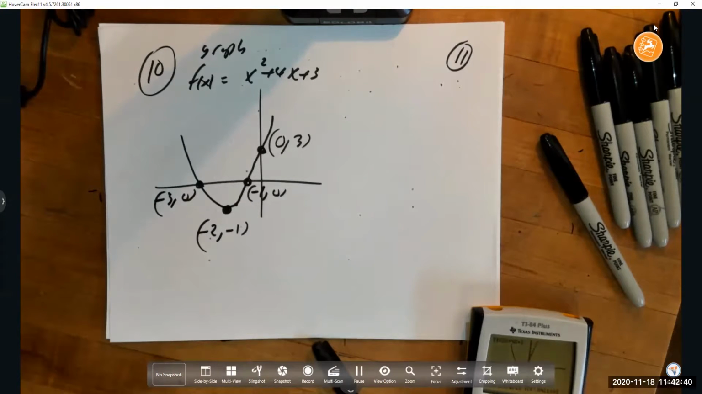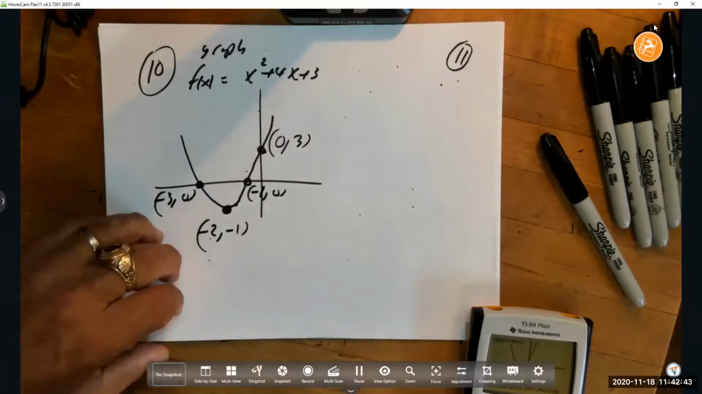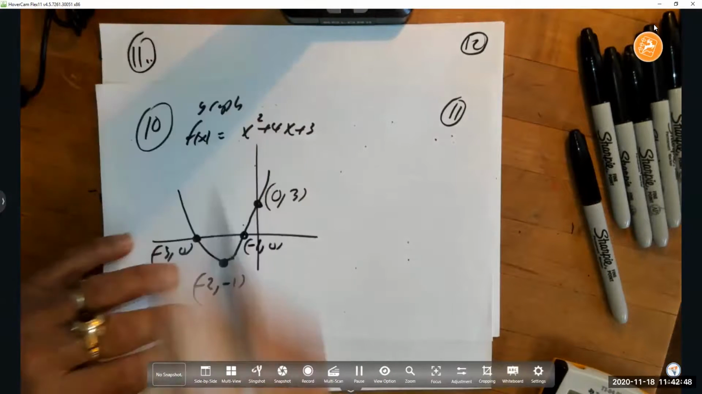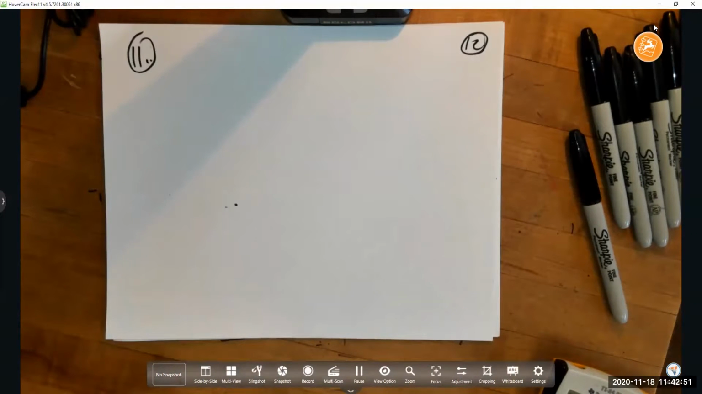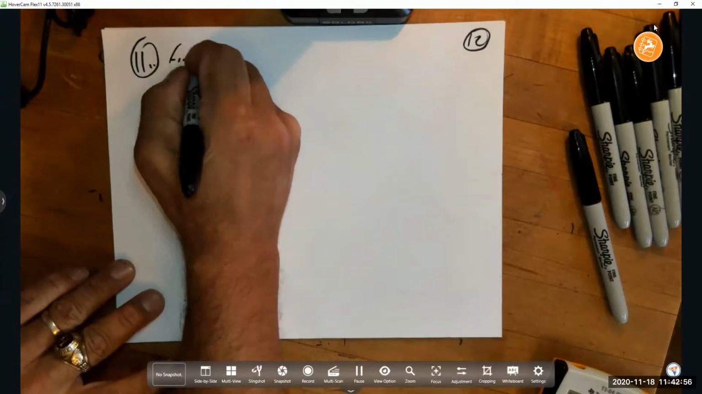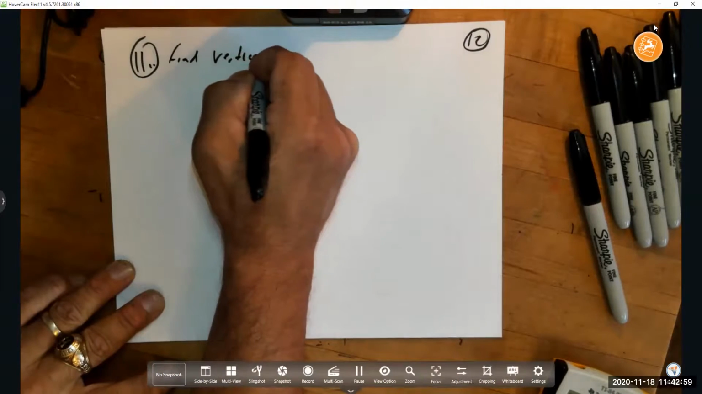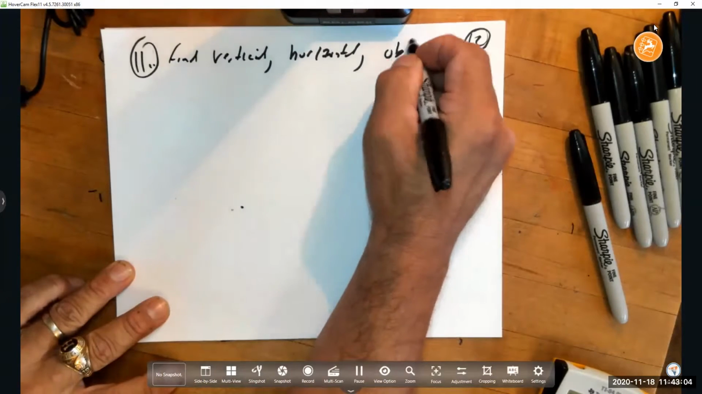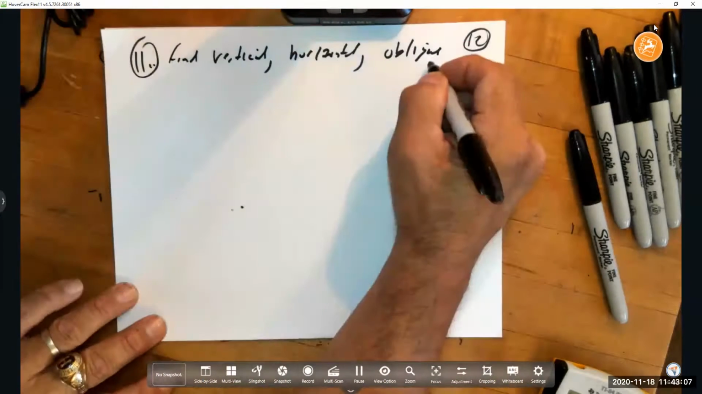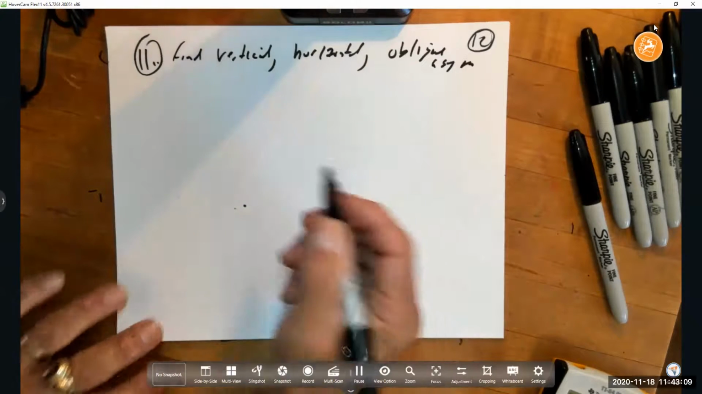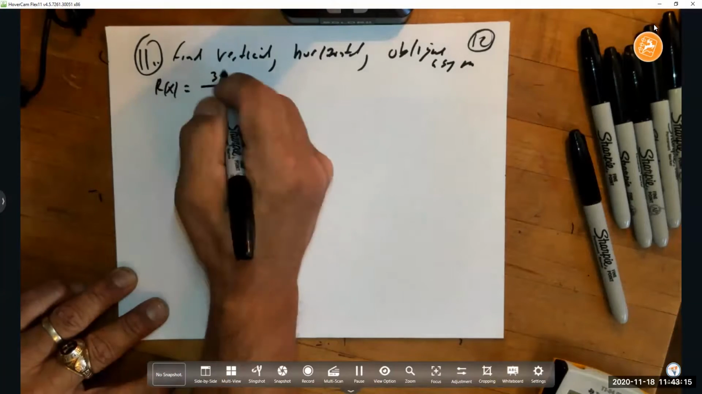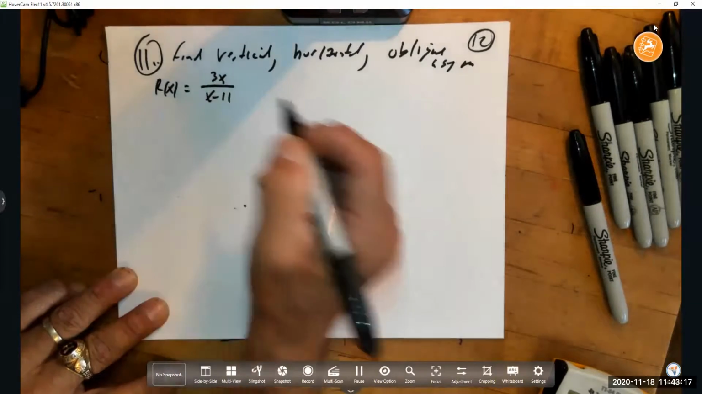All right. Next one. 12. 11. That's what it is. It says find the vertical, horizontal, and obliques asymptotes of r of x is 3x over x minus 11.